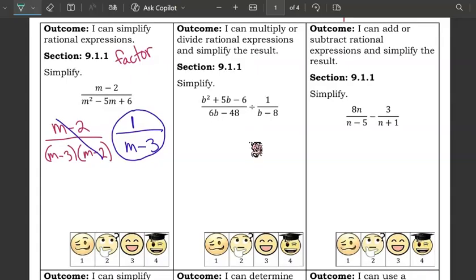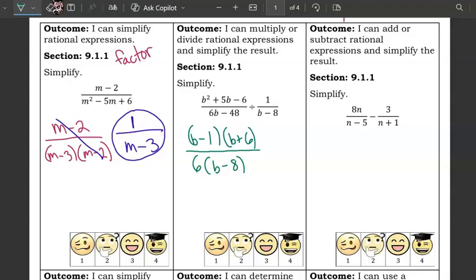Outcome: I can multiply or divide rational expressions and simplify the result. Simplify. First, we want to factor each of these expressions. So we find two numbers that multiply to -6 and subtract to 5. Let's do a -1 and a +6. Looks like we could factor 6 out of the denominator here. We're left with b minus 8.